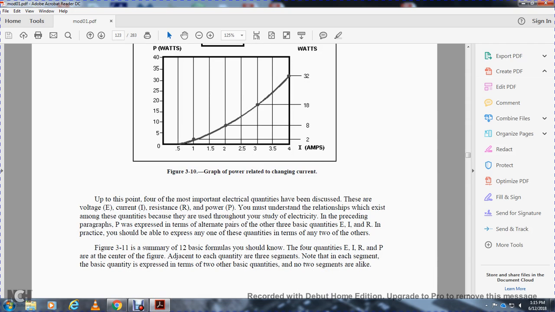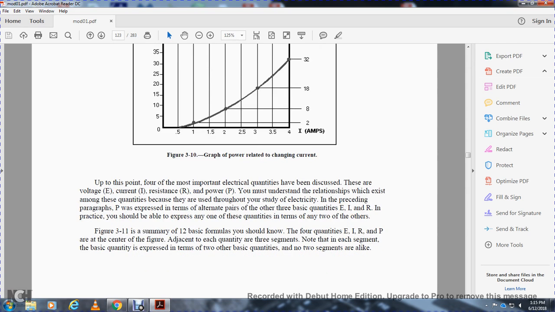These are the 4 most important electrical quantities that have been discovered. They are voltage, current, resistance, and power. You must understand the relationships among these quantities as we cover the study of electricity throughout and proceed with the crafts. Power is expressed in terms of the other 3 basic quantities: volts, amps, and ohms. In practice, you should be able to express one of the quantities in terms of the 2 others. Figure 3.11 is a summary of the 12 basic formulas.